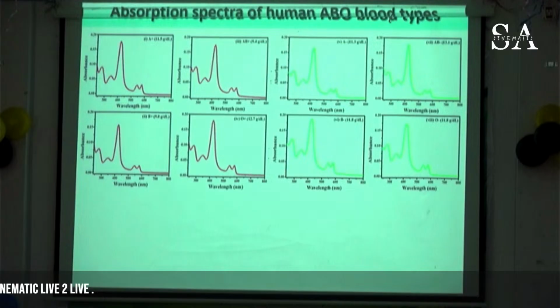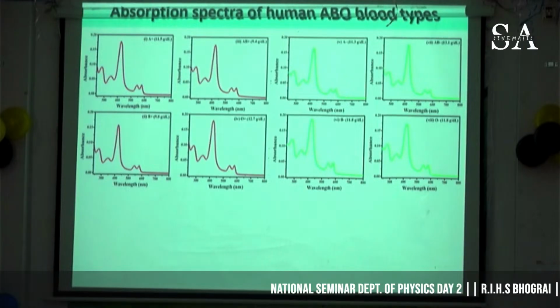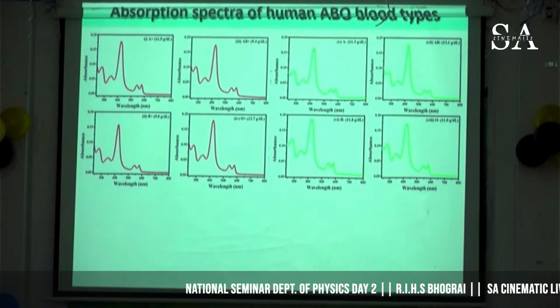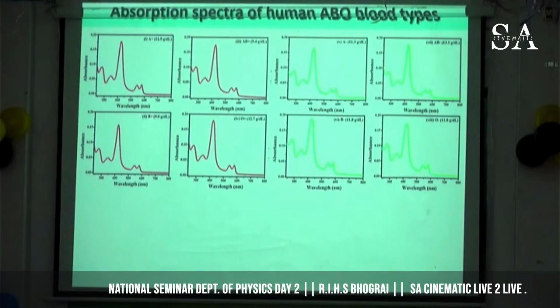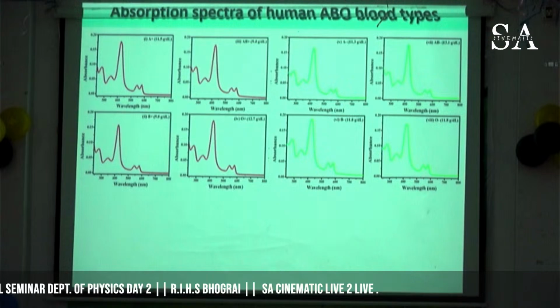Four blood groups, not five: A, B, and O, and each will have the Rh factor, positive and negative. In total, eight groups. So we have taken eight groups here, and a lot of samples have been taken.